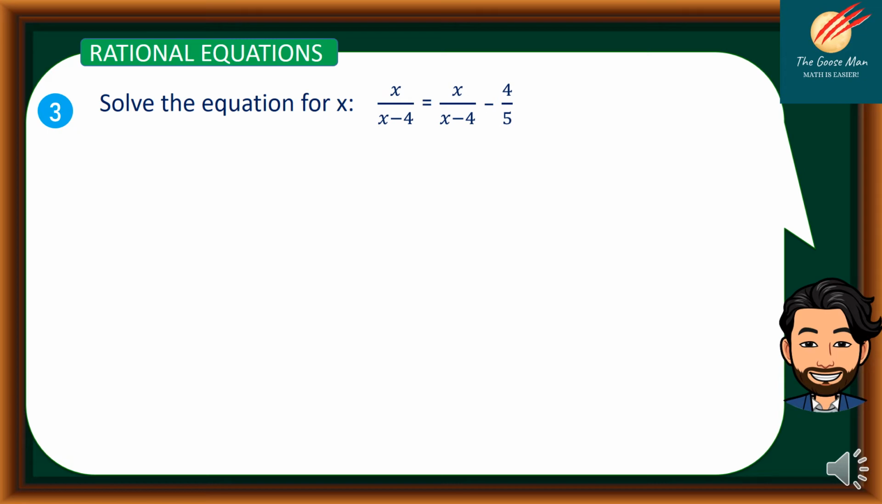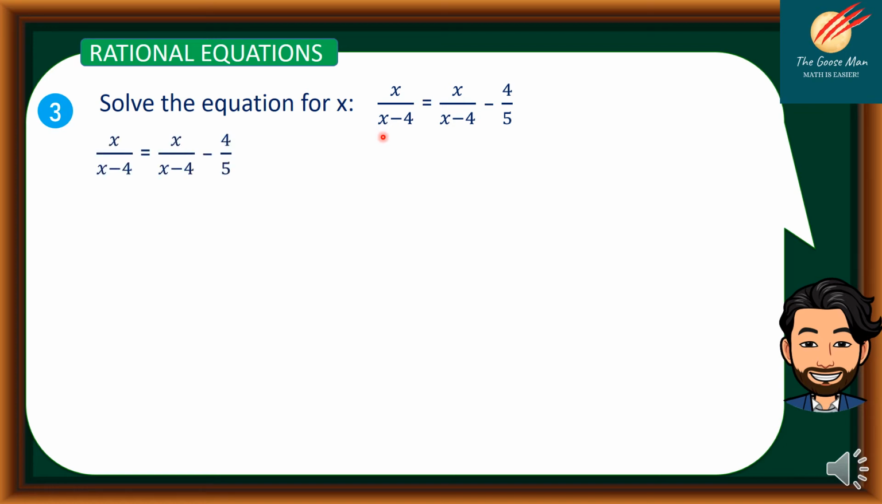Let's move on to problem number 3. Solve the equation x over x minus 4 is equal to x over x minus 4 minus 4 fifths. At one glance, we will look for the excluded value. If x minus 4 is equal to 0, then x should not be equal to 4. Otherwise, it will make the expression undefined.